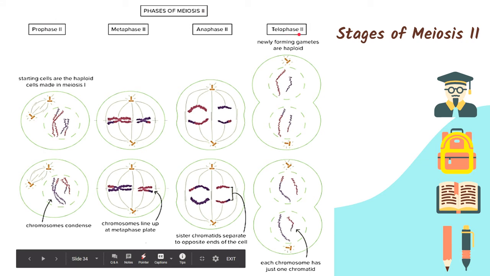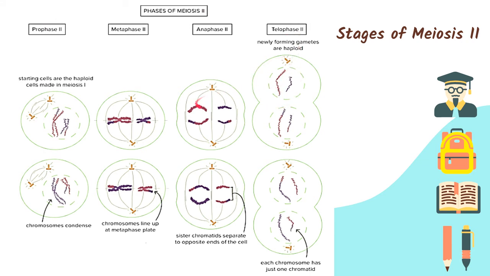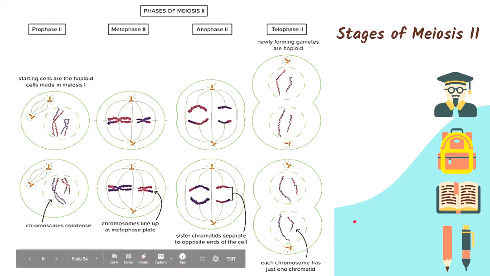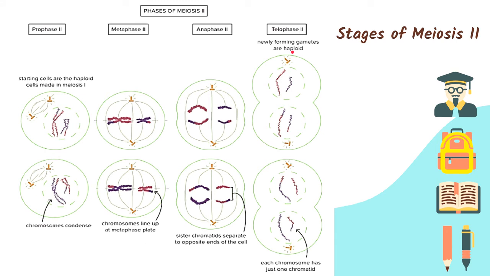And then telophase 2, the newly formed gametes are now haploid. They just have one copy. So there's also the reappearance of the nuclear membrane, disappearance of the spindle fibers, and then eventually it will lead to cytokinesis. So it will produce 1, 2, 3, 4 haploid cells. They just have one copy. 4 haploid egg cells or sperm cells. Okay?